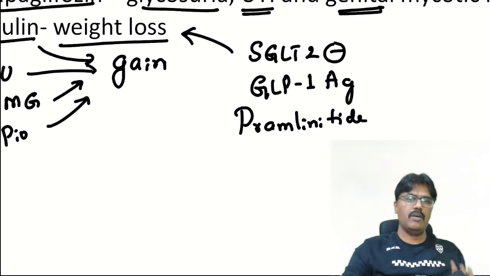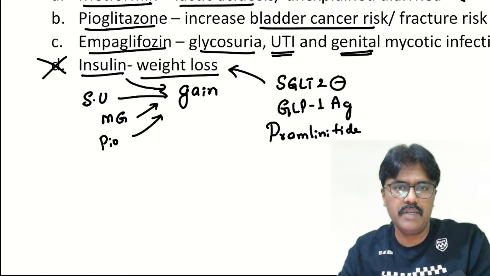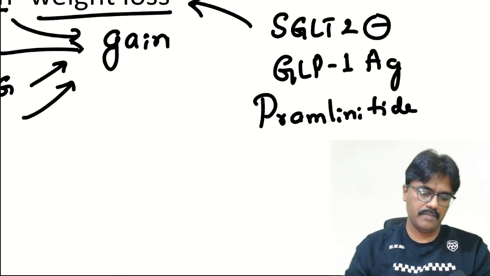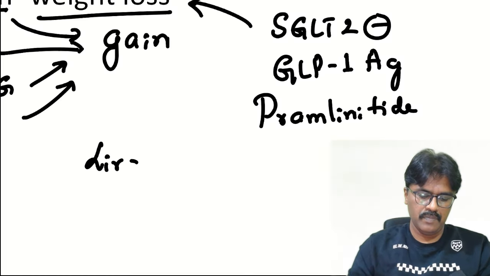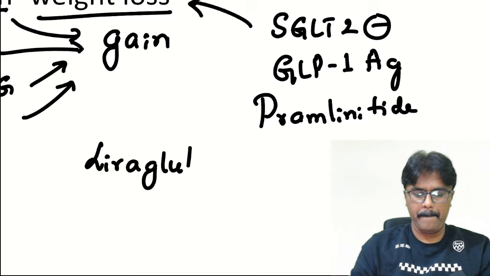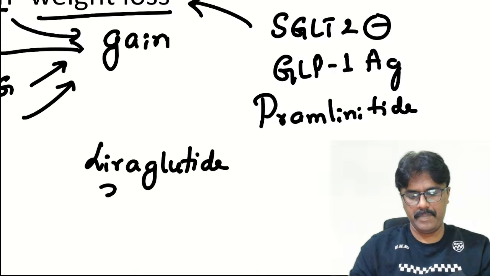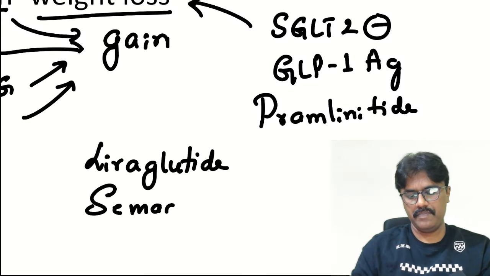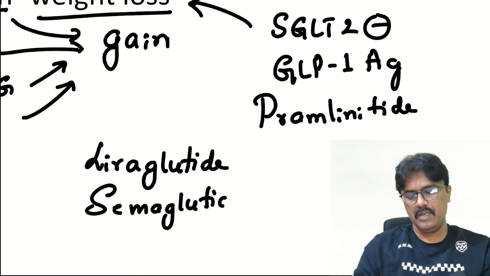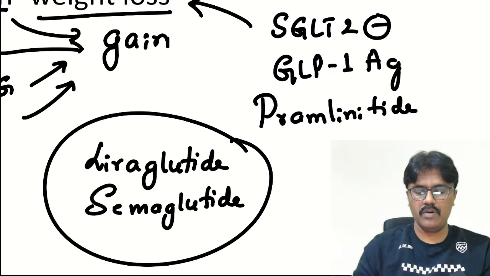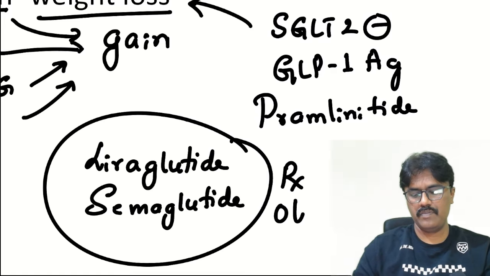Since they cause weight loss, nowadays there are other drugs for diabetes approved for obesity. What are the drugs? Liraglutide, semaglutide. These are diabetic drugs approved for obesity also.